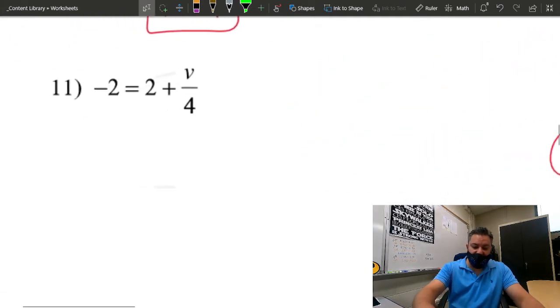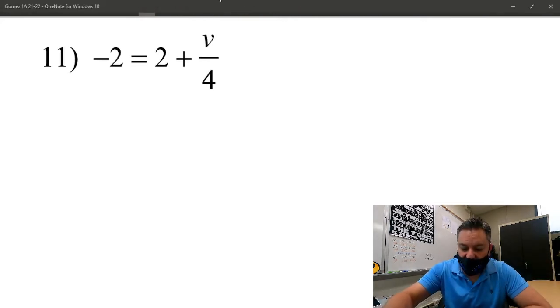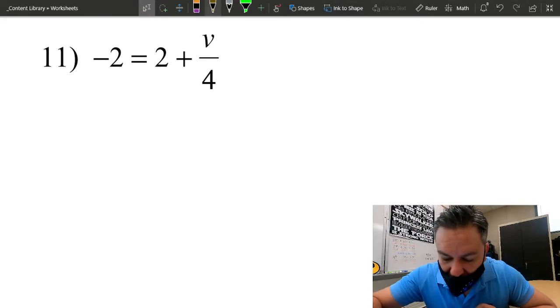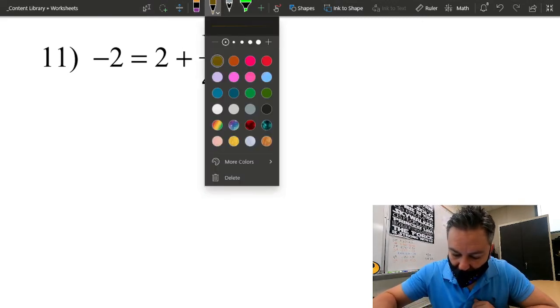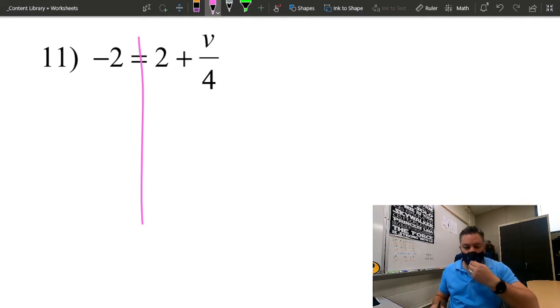Number 11. You want to leave it like that or you want to flip it? Flip it. Y'all want to flip it? No. Leave it? All right. Okay, let's just leave it like that. Let's change the color. So we're going to leave it like that. Make a line if you want to.